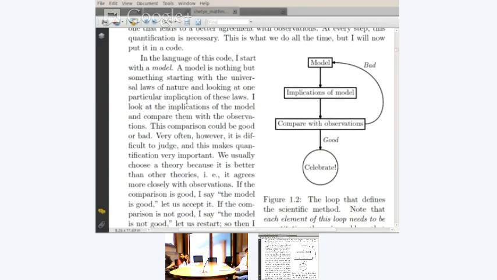So what we do is put this language into code. You have what's called a model. And throughout, we'll be building a variety of models in this course. It's nothing but something that starts with the universal laws of nature, and we look at one particular implication of these laws. So that's the implications of the model. Then you compare them with observations. If it's good, you're done. If it's not good, you go back, you rebuild the model. So the test is with observations. The theory has to match observations, not the other way around. That has to be remembered.